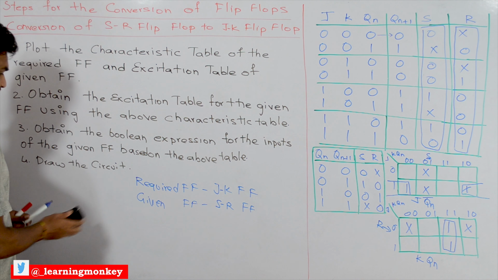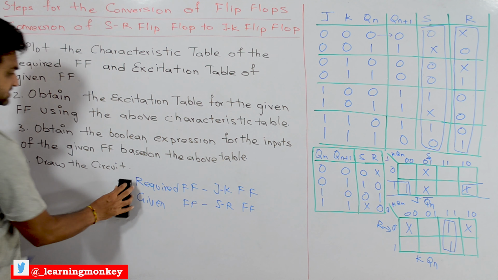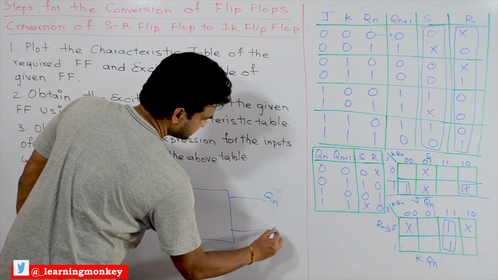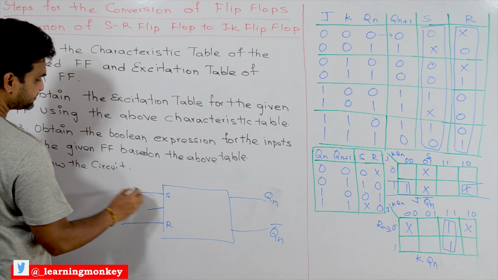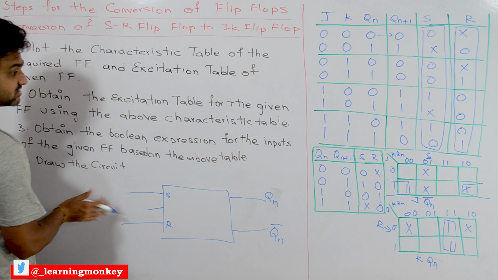How to draw the circuit for this: take the given flip-flop. The given flip-flop is the SR flip-flop. So this is the SR flip-flop, and this is QN, and this is QN complement. To this we have to connect those functions. So the inputs are to be connected to this.